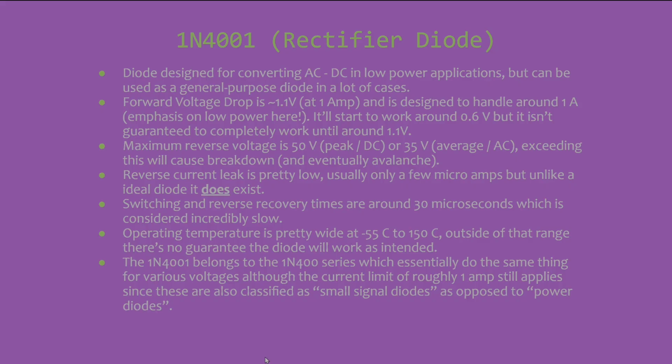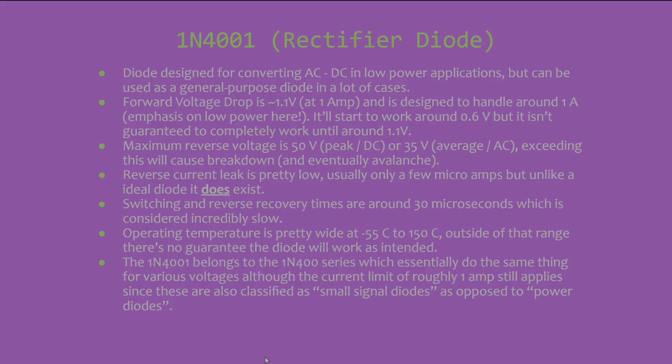That's the 1N4001, which is a rectifier diode. It's designed for converting AC to DC for low power applications, but you can generally use it as a pretty simple general purpose diode in a lot of cases. The forward voltage drop is about 1.1 volts at 1 amp, and it's designed to only handle 1 amp. Again, emphasis on this being low power. It'll start to work at around 0.6 volts, but it isn't guaranteed to completely work until you hit 1.1 volts.